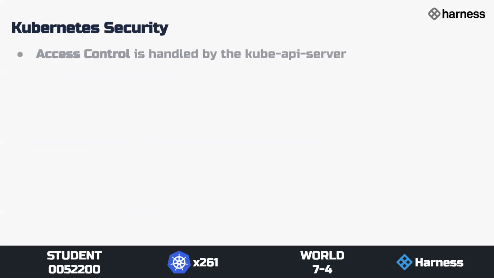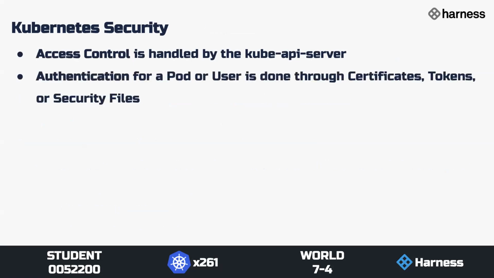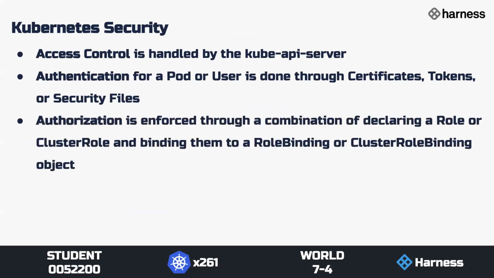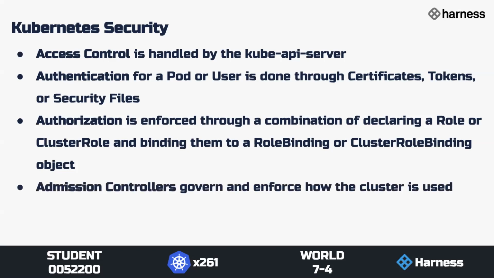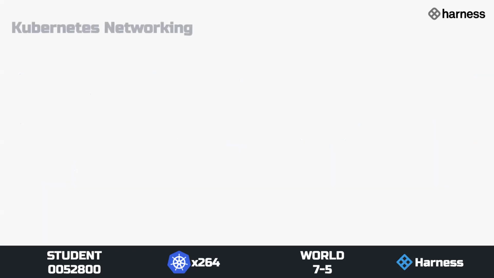Your Kubernetes security, so your access control, all handled by the Kube API server. Your authentication is done by a pod or a user through a cert, a token, or a security file. Your authorization is enforced through role, cluster role, and then binding your users or your groups or your service accounts to those roles or cluster roles. Your admission controller, it essentially just governs and enforces how the cluster is to be used. That's a really high level understanding of an admission controller.